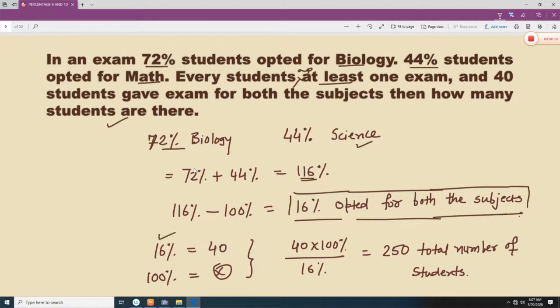Now 16% students, the real value is 40. Then if it is 100%, then how much? Then it is 250 is the total number of students.